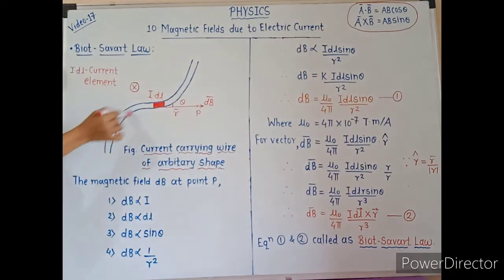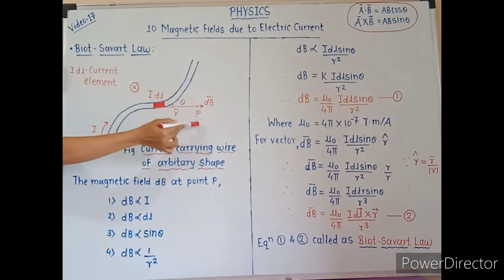When current I is flowing through this wire, then we get this term Idl, and this Idl is nothing but the current element. This current element is a vector quantity as it has magnitude as well as direction. The direction of this current element is along the current flowing through the wire.